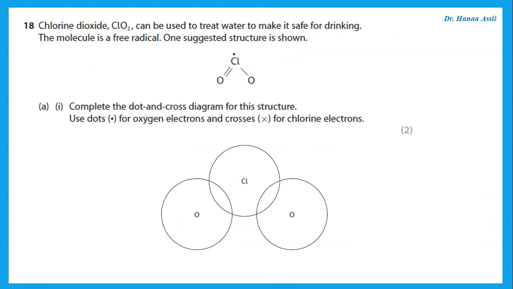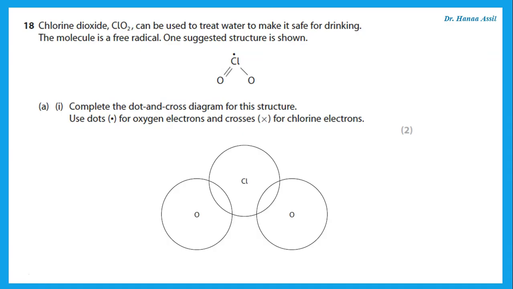Okay, chlorine dioxide, ClO2, can be used to treat water to make it safe for drinking. The molecule is a free radical. One suggested structure is shown. Remember, when we have one electron on that atom, it is called a free radical. Now complete the dot and cross diagram for this structure. Use dots for oxygen electrons and crosses for chlorine electrons.